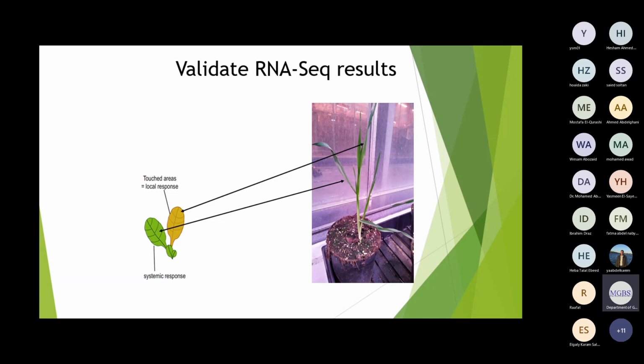At the same time, we need to study if we touch or brush this leaf locally, we call it the local leaf, is the signal transmitted from this local leaf that we touch to the neighboring leaf or not? Because they are vascularly connected. So we expect that if we touch this leaf, there is a signal that will be transmitted to the systemic leaf, and we need to check the expression of genes here. A bunch of genes, all touch responsive genes, are induced by touching, and we can identify these genes.